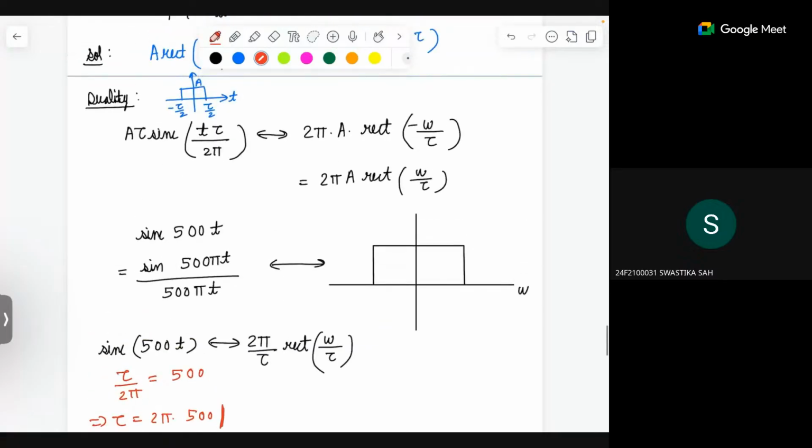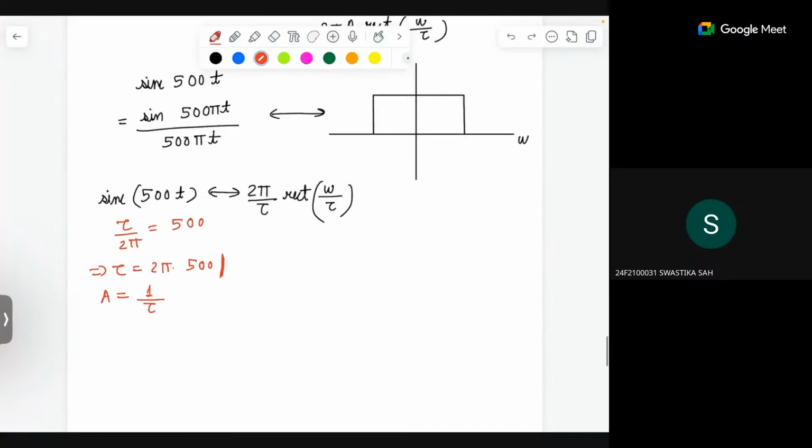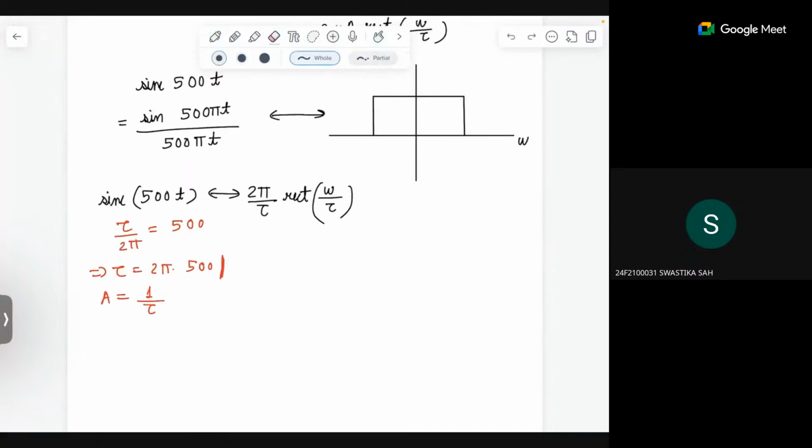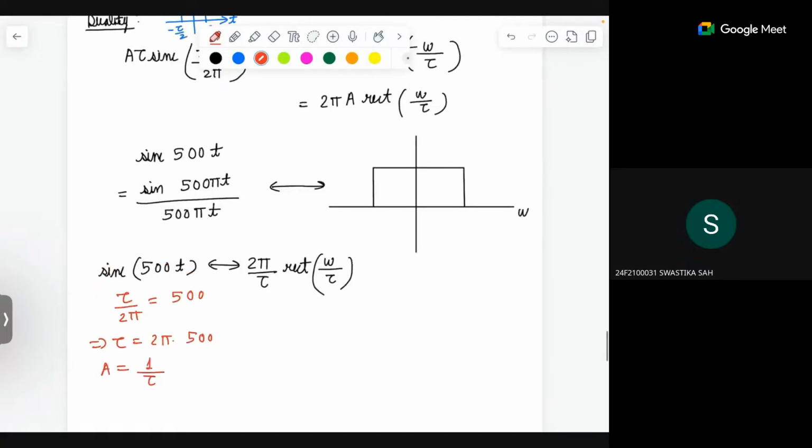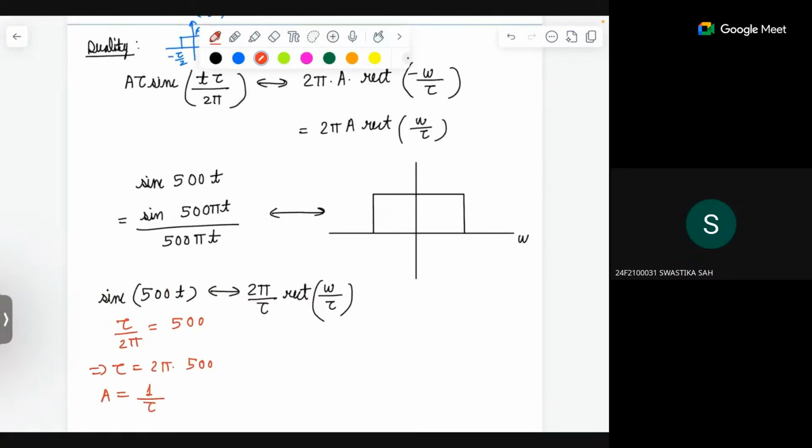Now let us look at the amplitude. So amplitude is 1 here, and here amplitude is A tau. So that means A has to be equal to 1 upon tau. Yes, ma'am. So that is what we have here, A and tau. So now that we have A and tau, let us write this. Is this clear? Yes, ma'am.